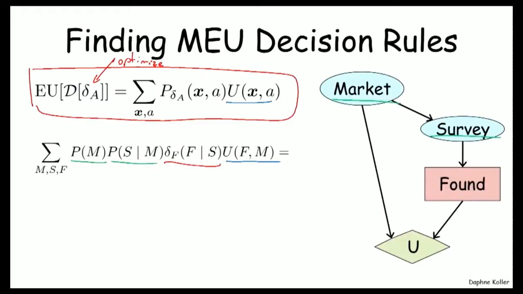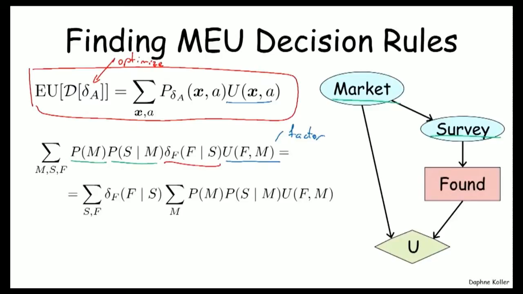Well, this should look awfully familiar. It is simply a product of factors. Some of these factors are probabilistic factors, and one of them, the U, is a different numerical factor, but it's still a factor, which depends on a scope of two variables, in this case, F and M. So now we can go ahead and apply the same kinds of analysis that we've done in previous computations.